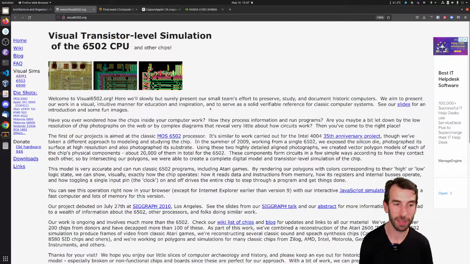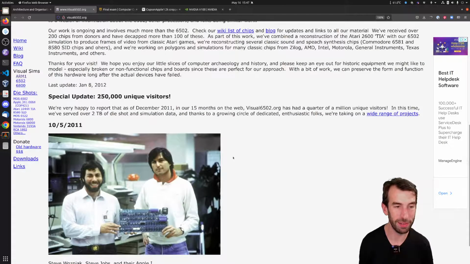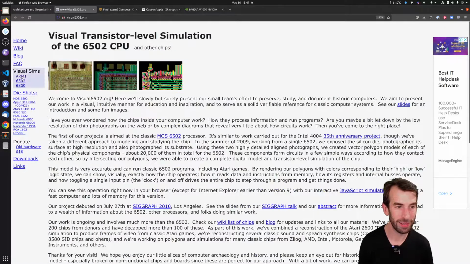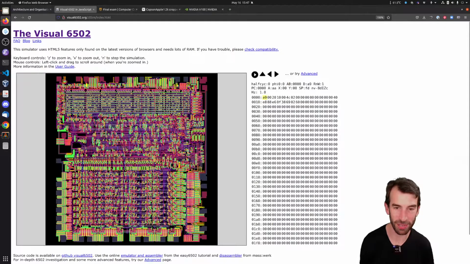Ooh, a transistor level simulation of 6502. This will be fun. How do we get it to work? There's an Apple One. Here's our 6502. So you can see this one's only got the accumulator there, X and Y index registers, SP, and PC.